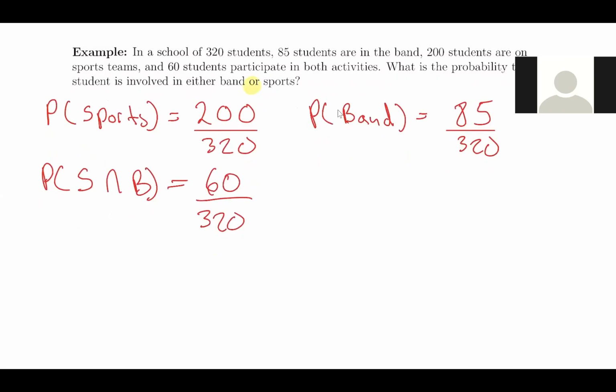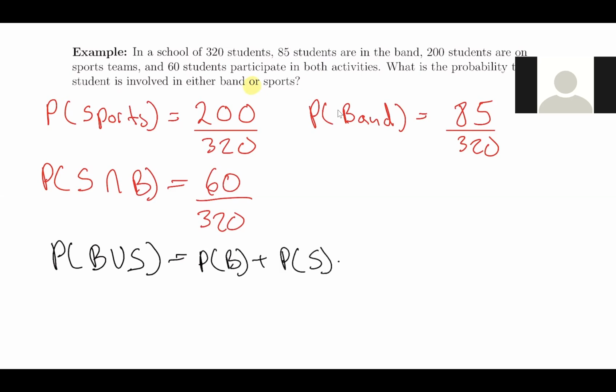So the formula says you get the probability of band or sports is equal to the probability they're in a band plus the probability they're in a sports team, subtracted by the probability they're in band and a sports team.